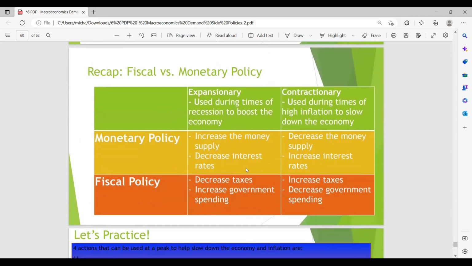So expansionary monetary policy: increase the money supply, decrease interest rates. Fiscal policy: decrease taxes, increase government spending. Contractionary is used during times of high inflation to slow down the economy. Monetary policy: decrease money supply, increase interest rates. Fiscal policy: increase taxes, decrease government spending.